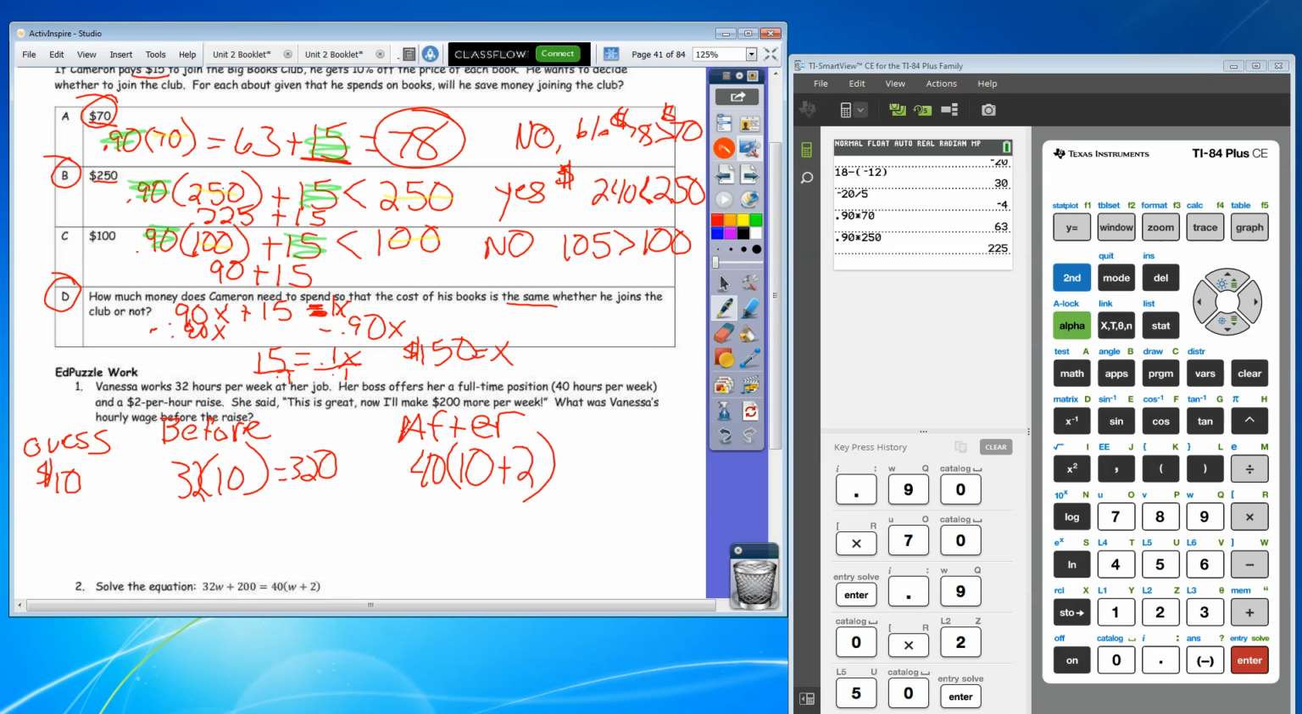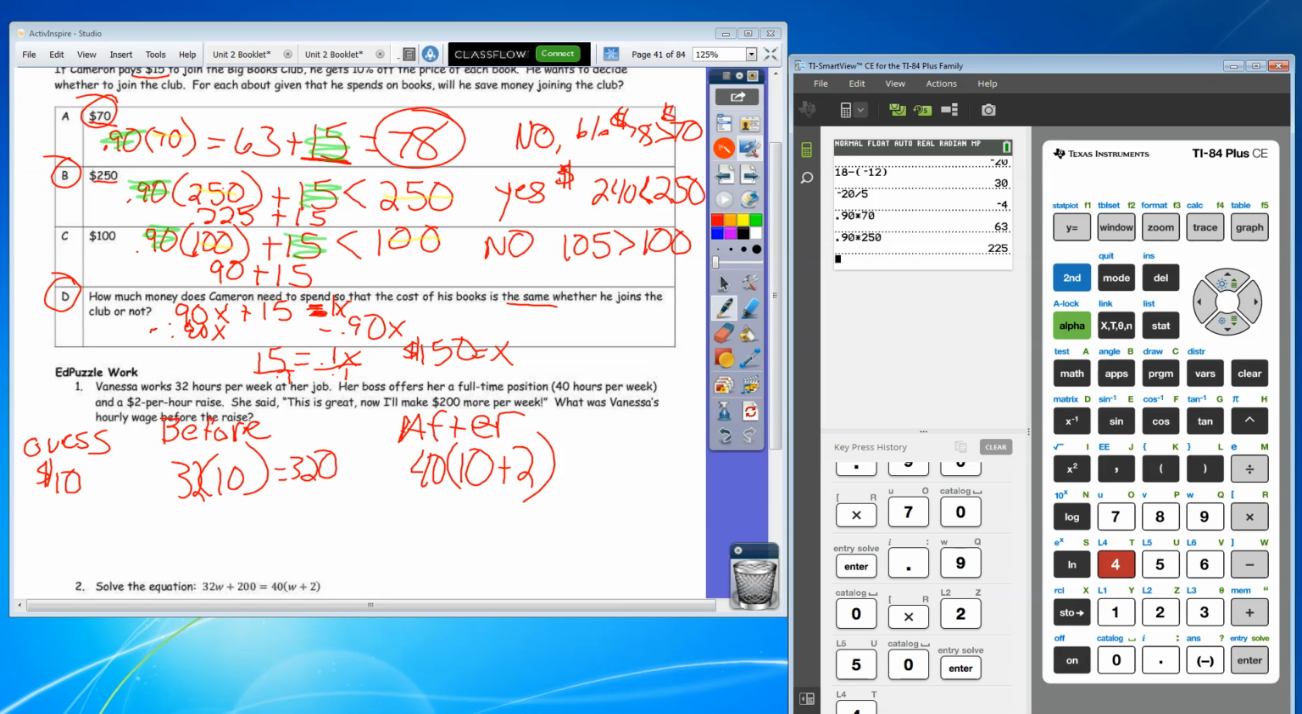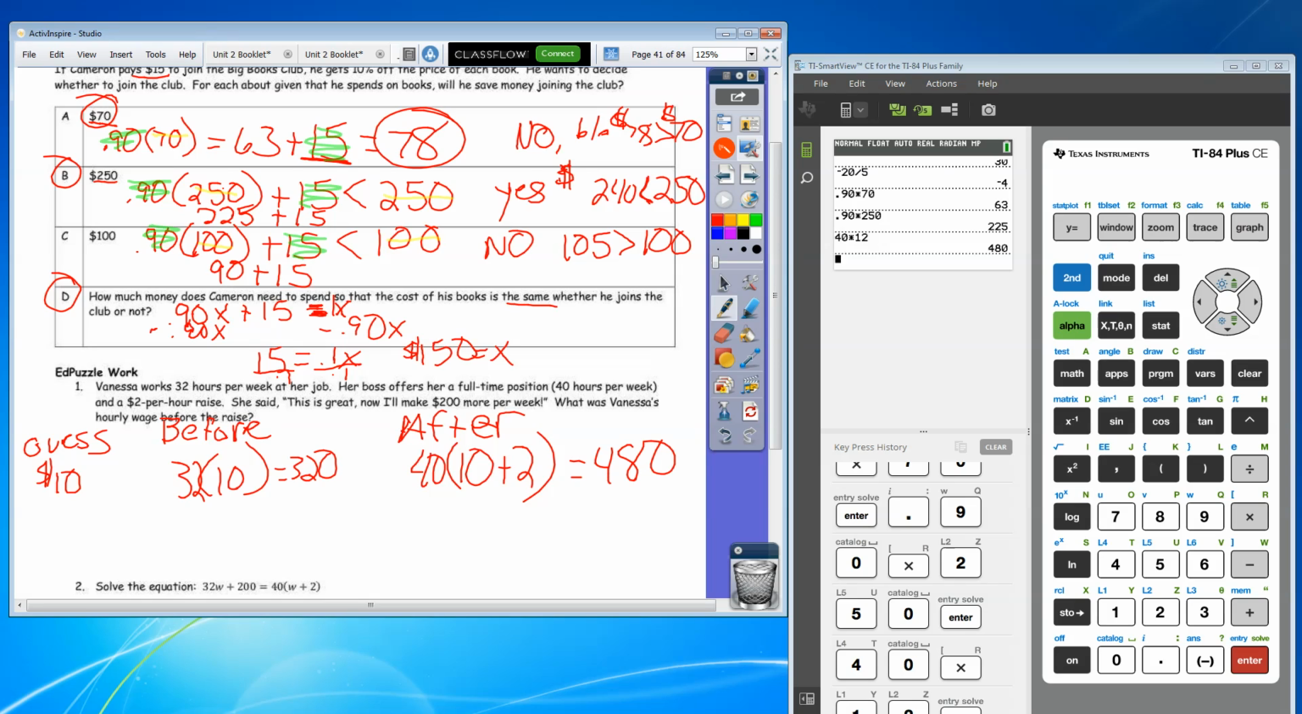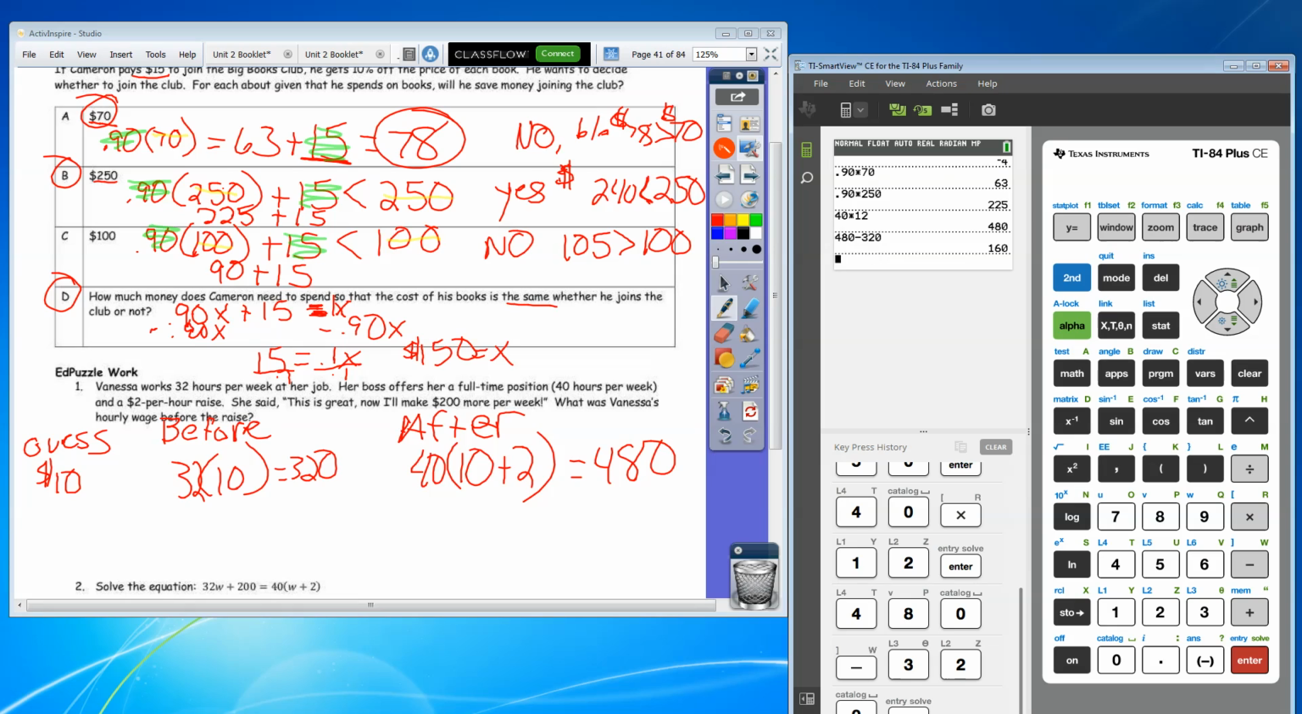All right. So 40 times 12 is $480. So now the question is, 480 minus 320, $200? No, it's $160. So she is not making $200 more over here than over here. So let's come up with another guess. What do you think? $15 an hour?